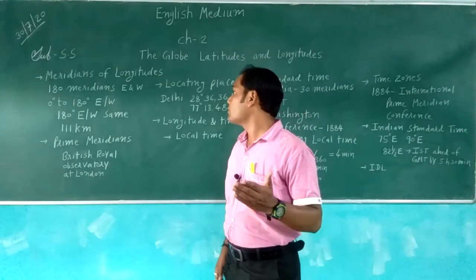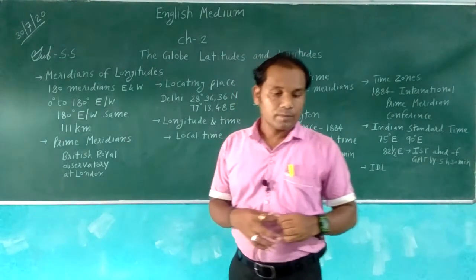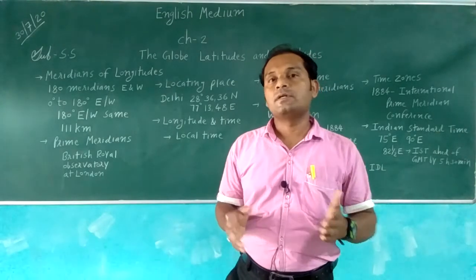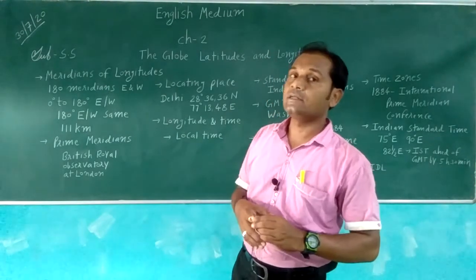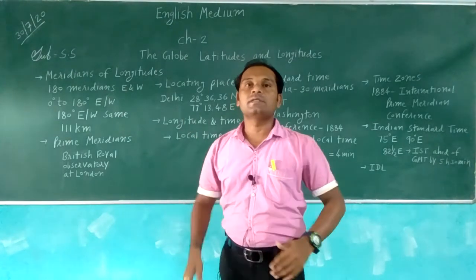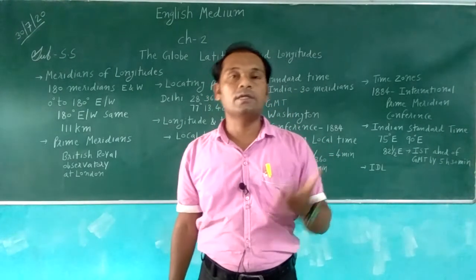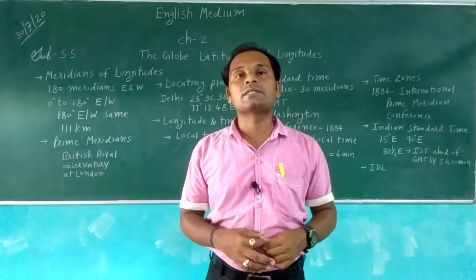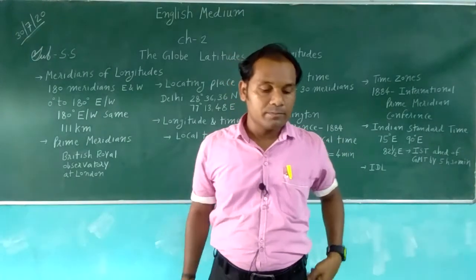All places have a given local time. If places lie on the same meridian, then whatever timing is given, that timing will be the same along the whole meridian. In all meridians, whatever places come on it, they all have the same time.